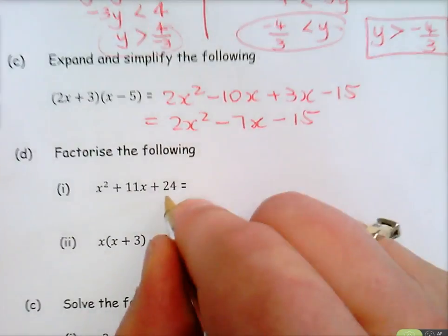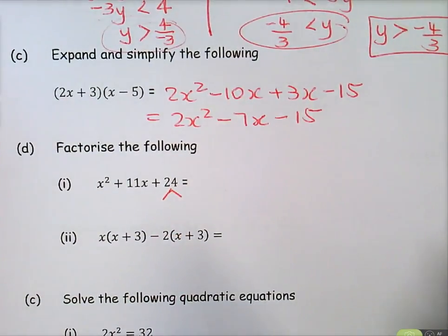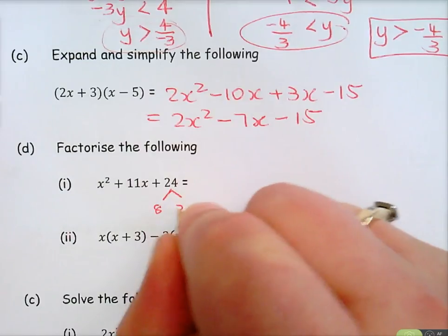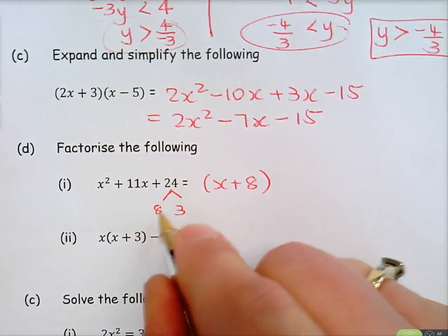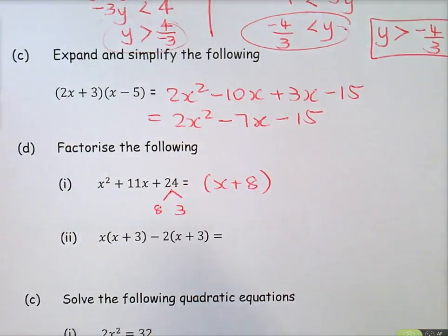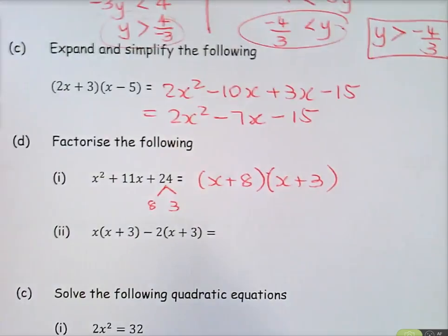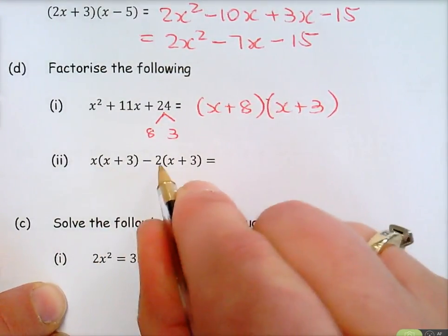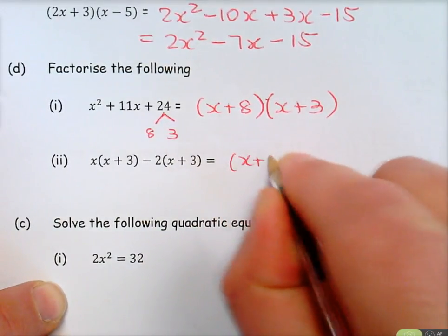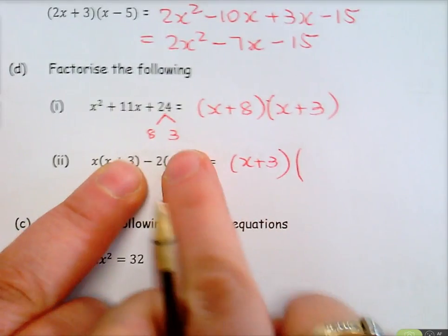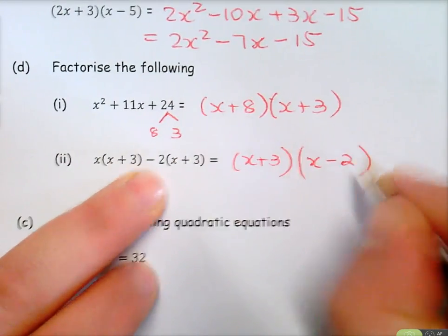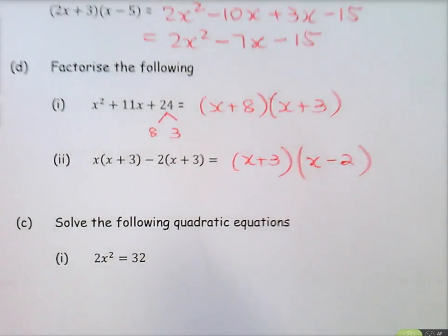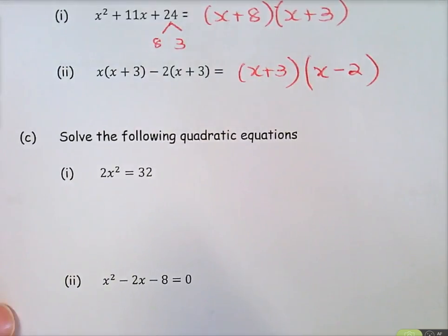Factorizing the following. I need 2 numbers that multiply to give 24 but add up to give positive 11. 8 times 3 will work. So it's x plus 8 because 8 times 3 is 24 and 8 plus 3 is 11. So it's x plus 8, x plus 3. Part 2. This is x times x plus 3 minus 2 times x plus 3. X plus 3 is the common factor. Once I cover those, what's left? X minus 2. So we take out our common factor of x plus 3 and there is x minus 2 remaining.